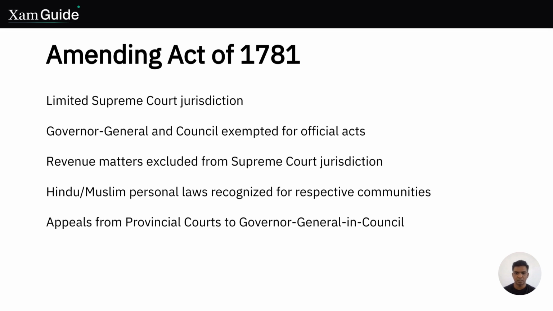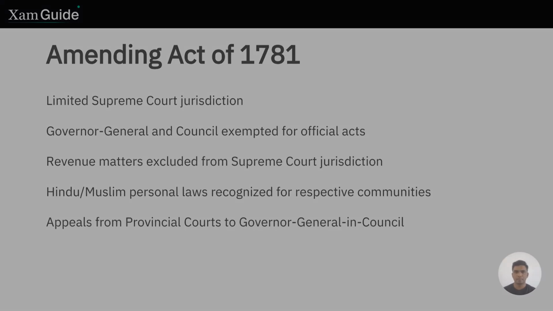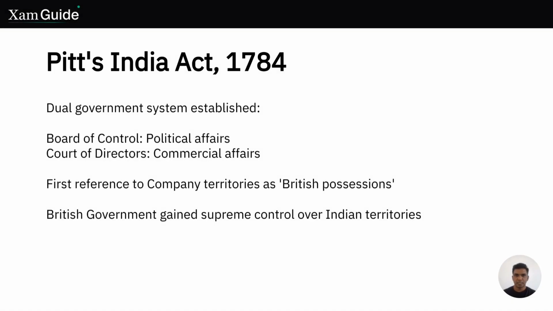The Governor General in Council was empowered to frame regulations for provincial courts. This is the first attempt to separate executive and judiciary powers in colonial India. Pitt's India Act, 1784. This happened during Warren Hastings' time too.